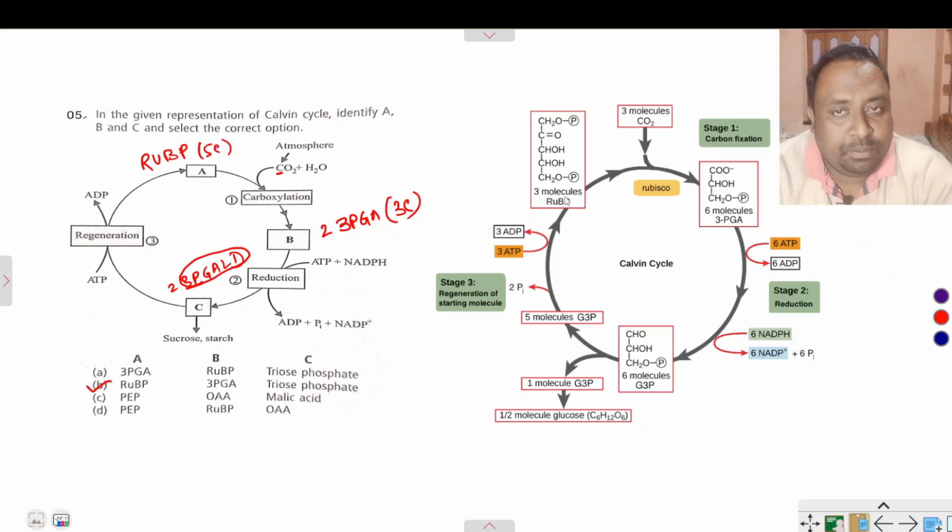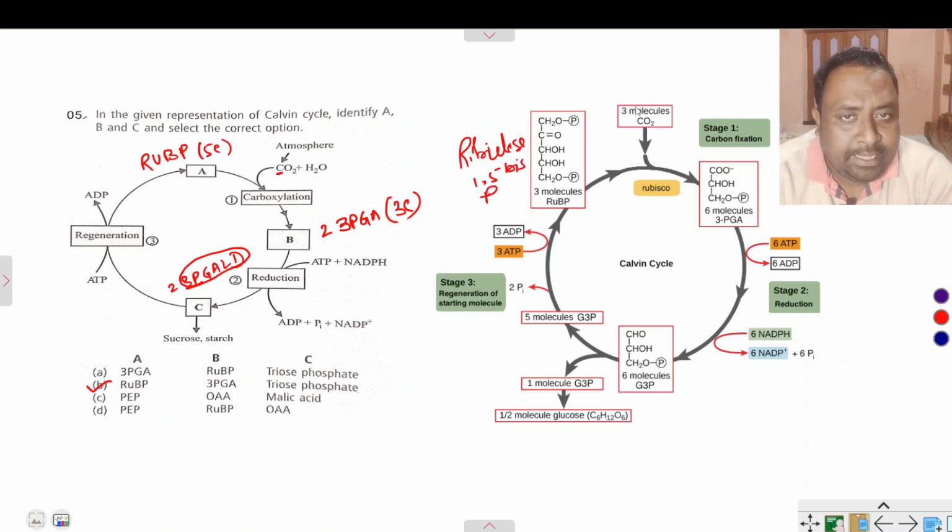Here RuBP is a 5 carbon containing compound. Clear? Ribulose 1,5-bisphosphate. When it absorbs CO2, it produces 6 carbon, which gives 2 molecules of phosphoglyceric acid. Here 5 carbon and 1 carbon produce 6 carbon.